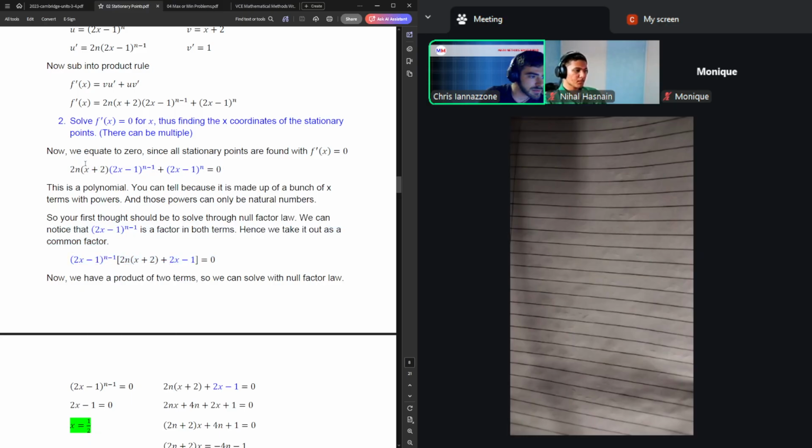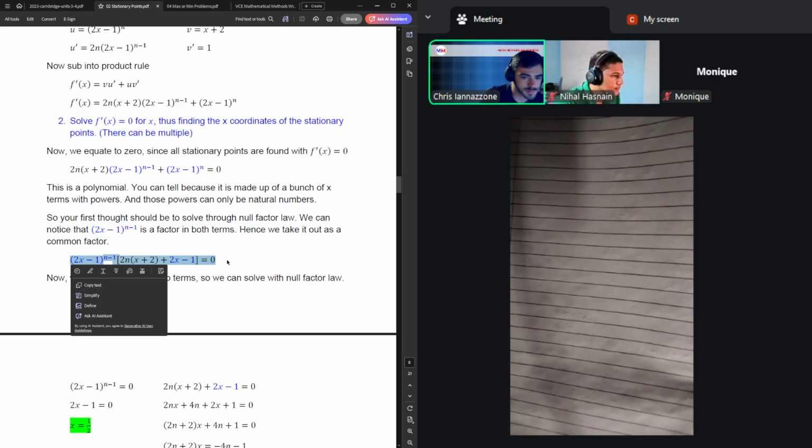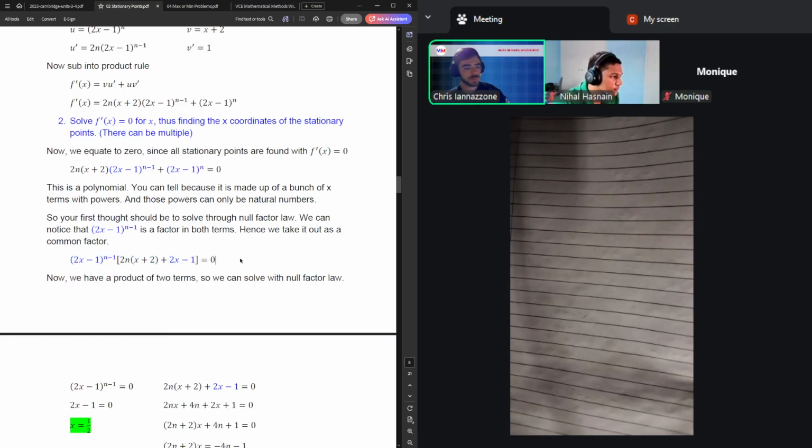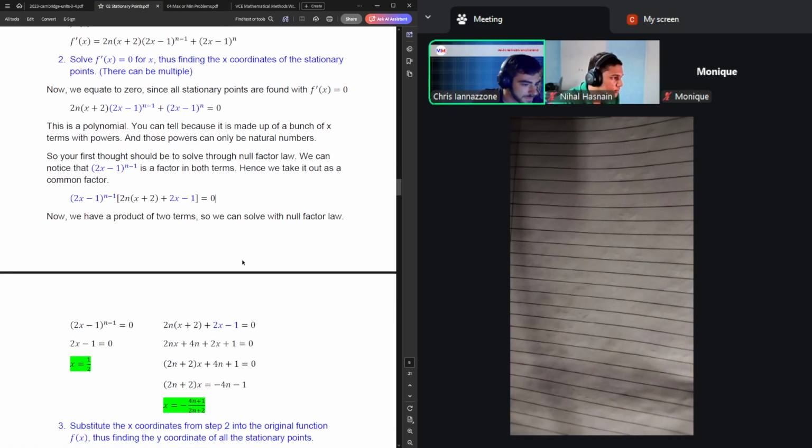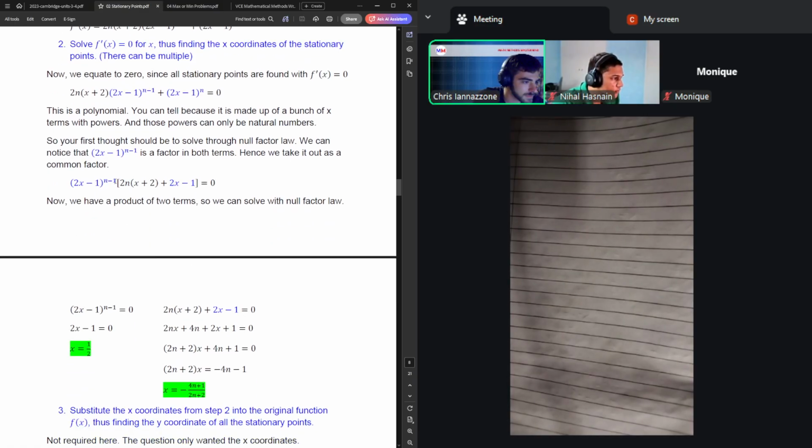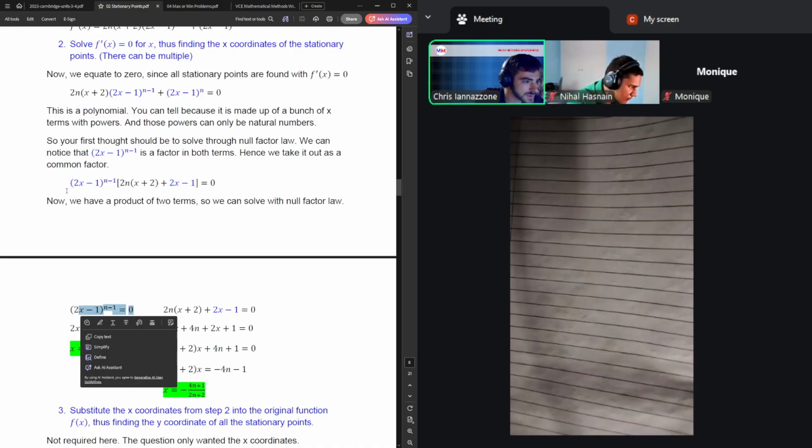Any questions as to how we've gone from that line to this line here? That can be a bit confronting. If not, the rest of this becomes pretty easy, because you now have, again, your null factor law. Either this term or this term equals 0. So here's a solution set for the left.